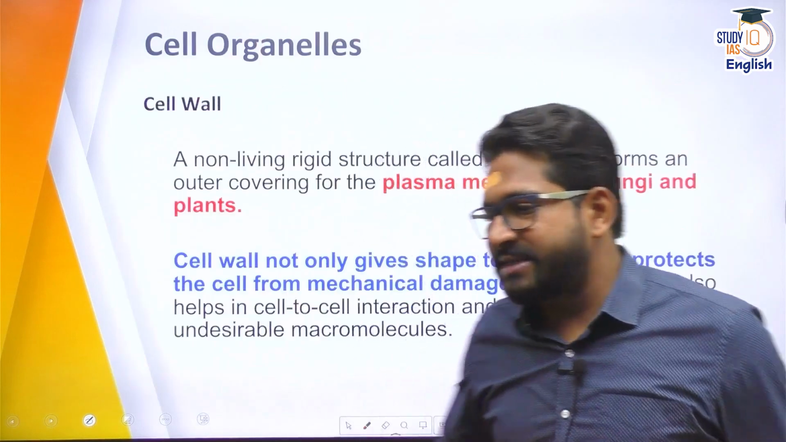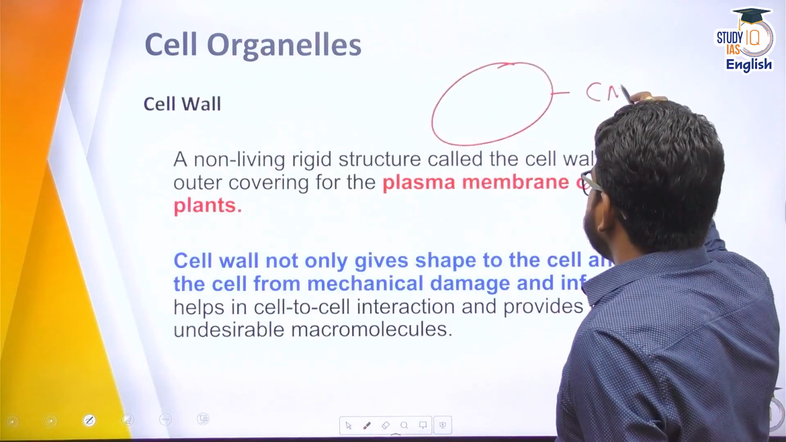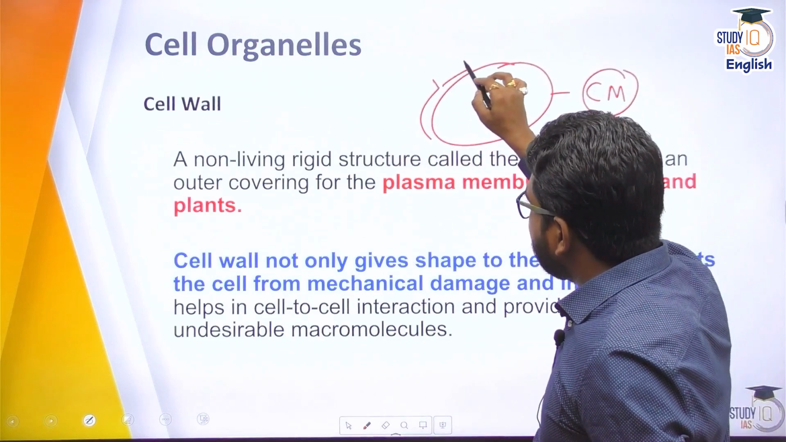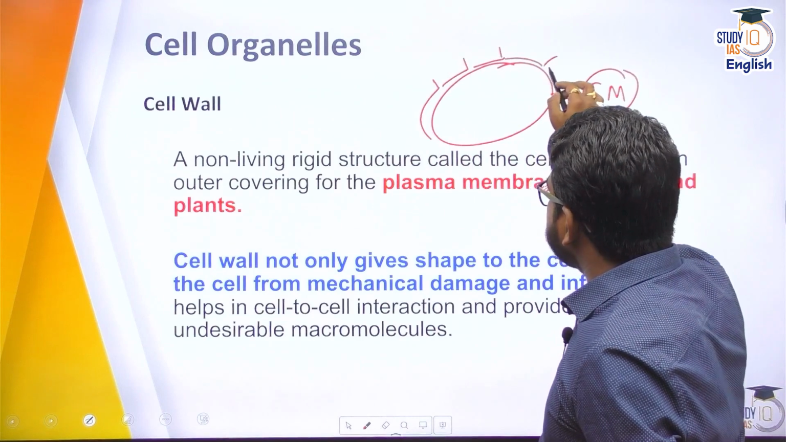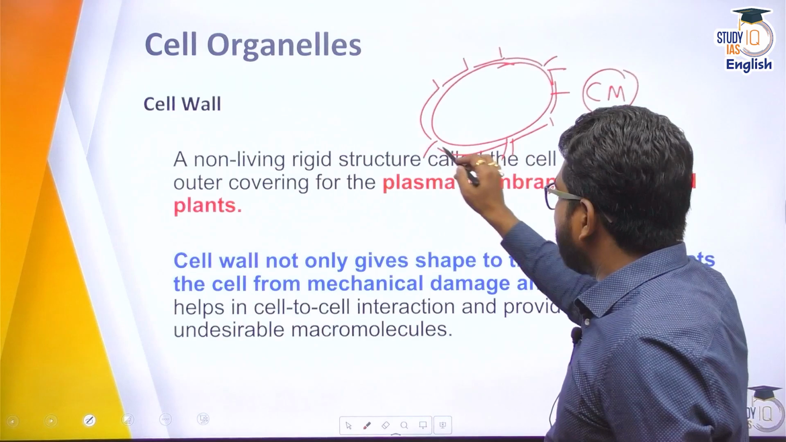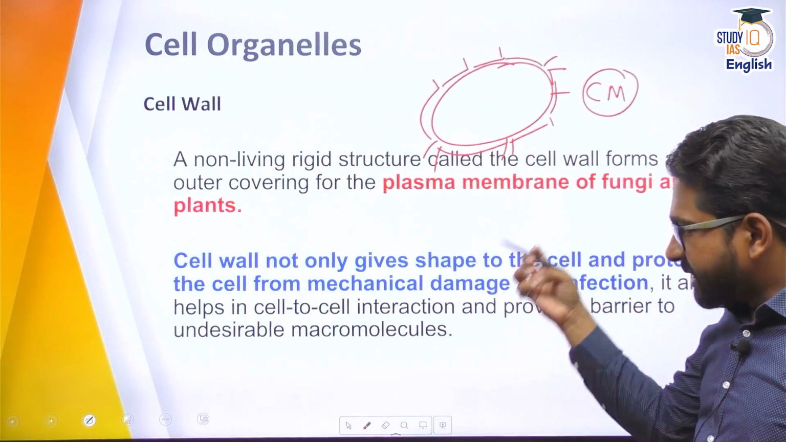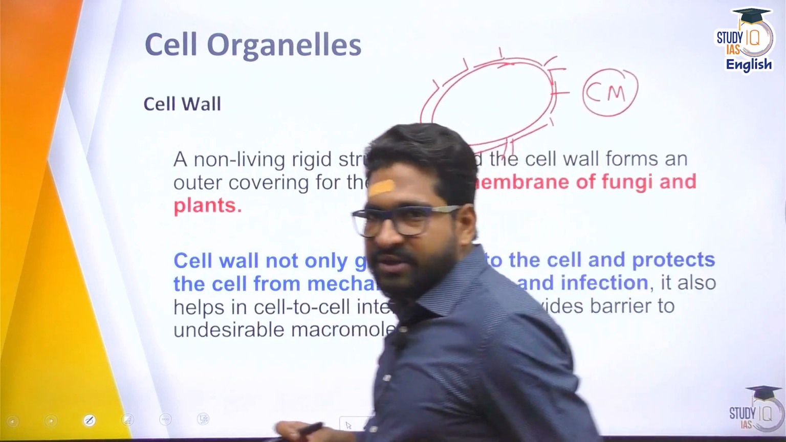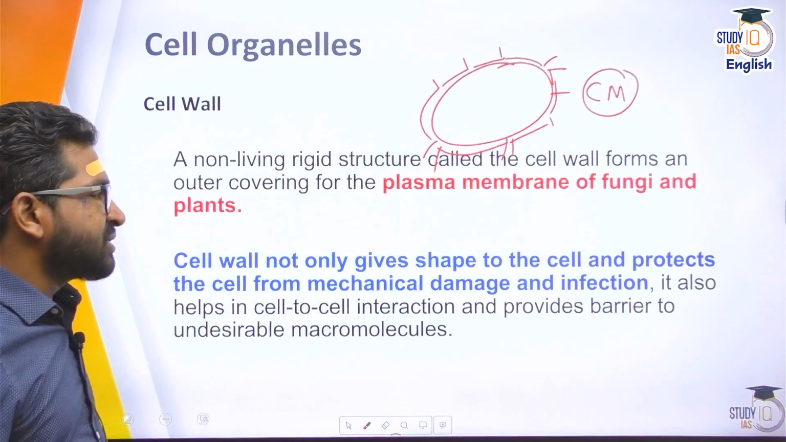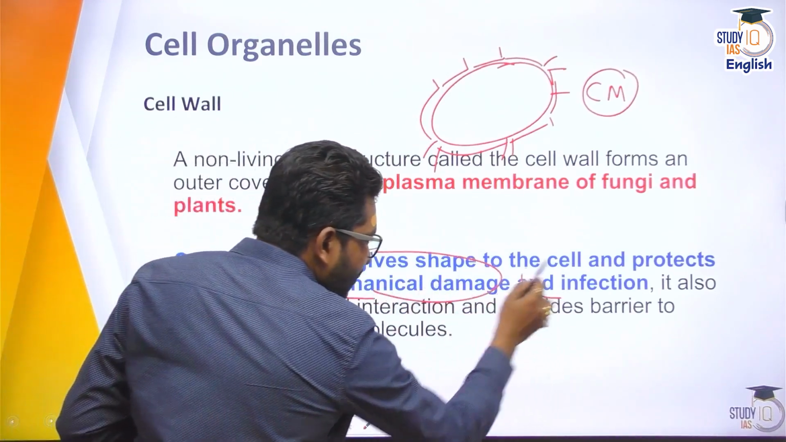Now, in plant cells specifically, I told you this is the cell membrane. I'll write it as CM. And outside the cell membrane, especially for plant cells, in fungi also, and in some bacteria, we find something called the cell wall. Now, the cell wall is mainly a means of protection. It is made up of proteins and lipids, predominantly proteins itself. It protects the cell from mechanical damage and different kinds of infections.